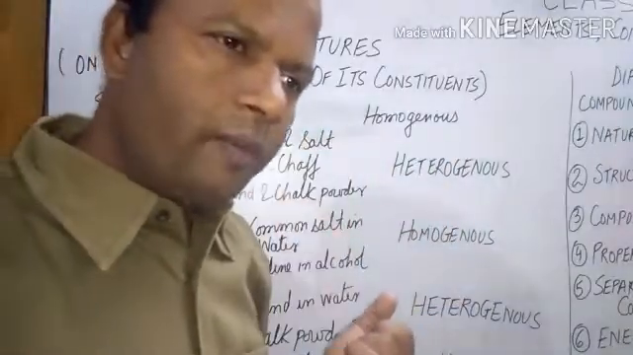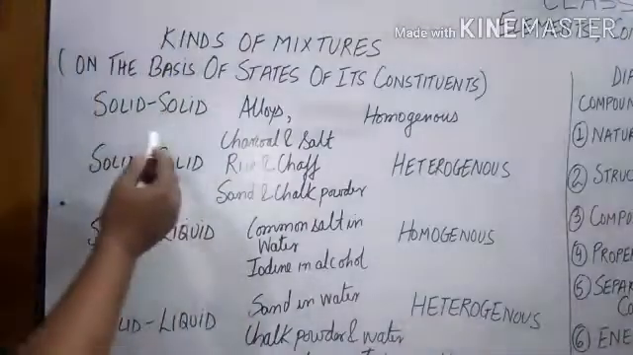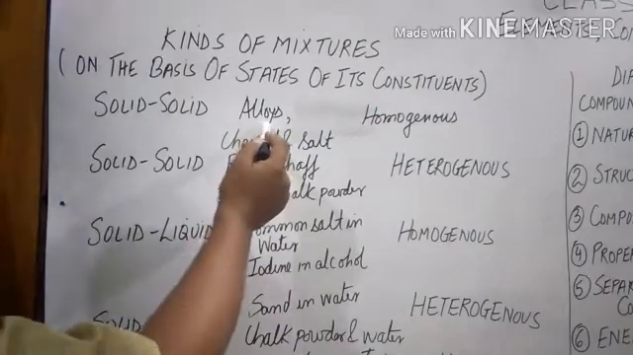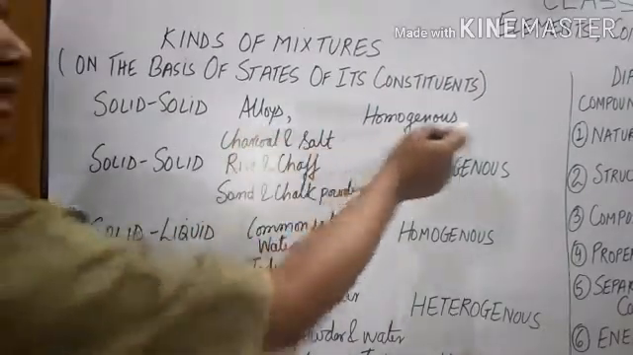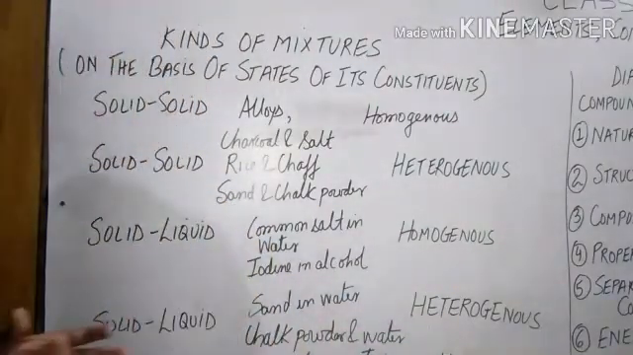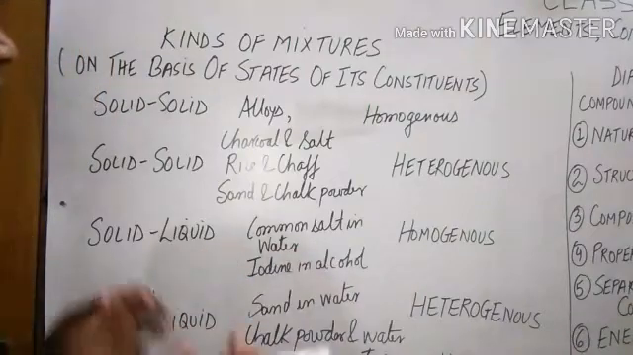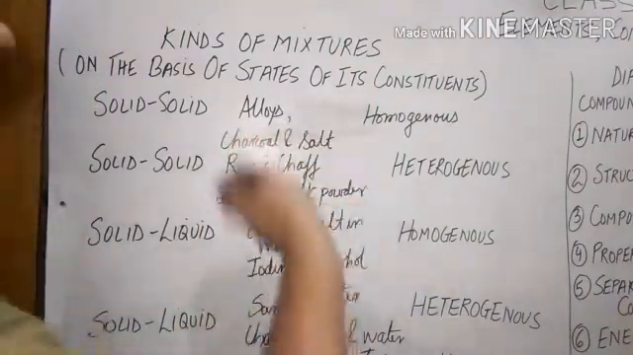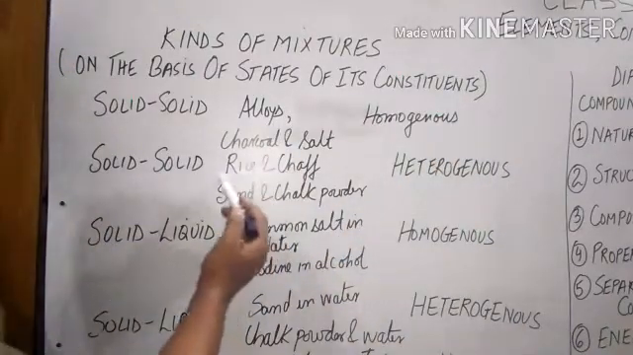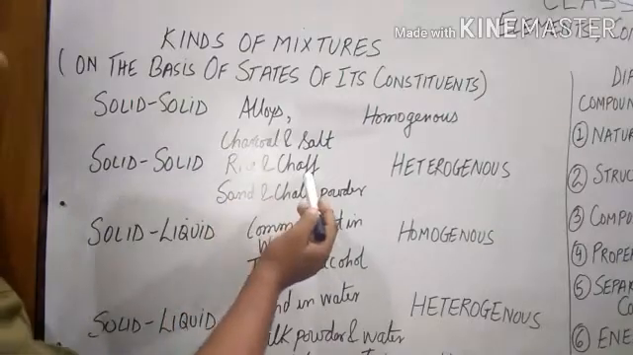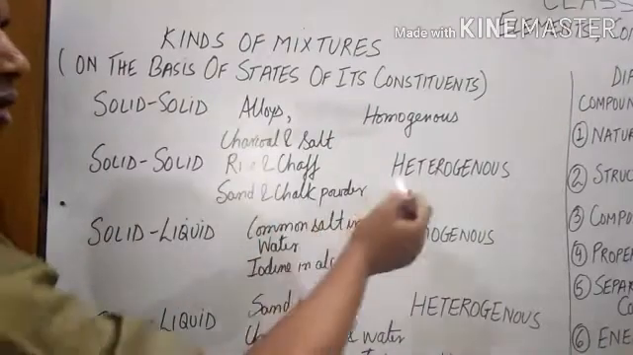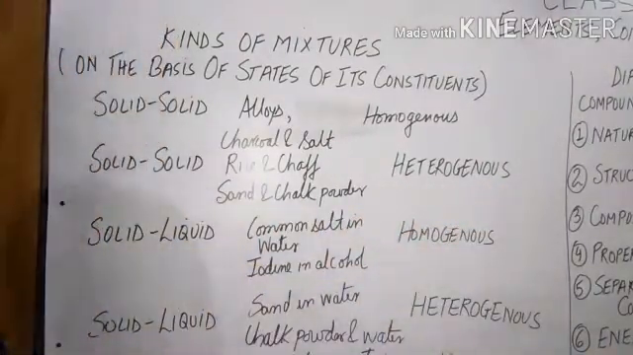What is the basic difference between a homogeneous and a heterogeneous mixture? So let's see. Alloys, solid. The most common example is alloys, made of different metals mixed, and that is a homogeneous mixture, because the metals are melted and a new substance is formed which is present uniformly throughout the mixture. Therefore it is a homogeneous mixture. Then we have solid, rice and chaff, sand and chalk powder. They are not mixed uniformly, but they are solid.